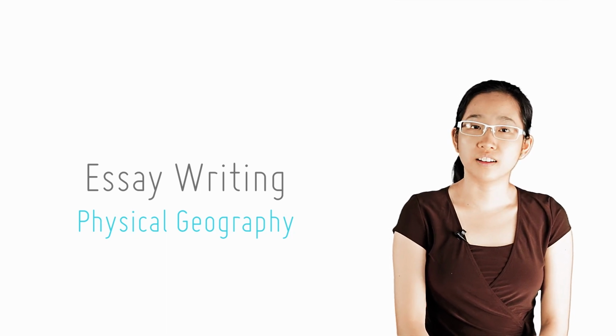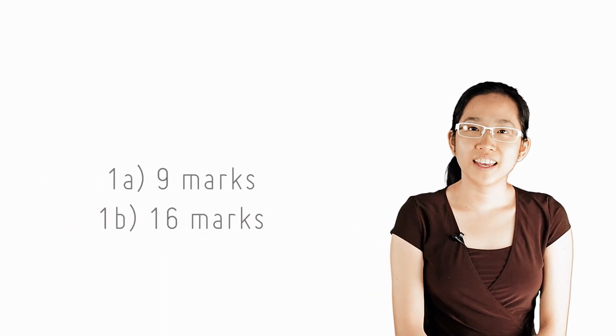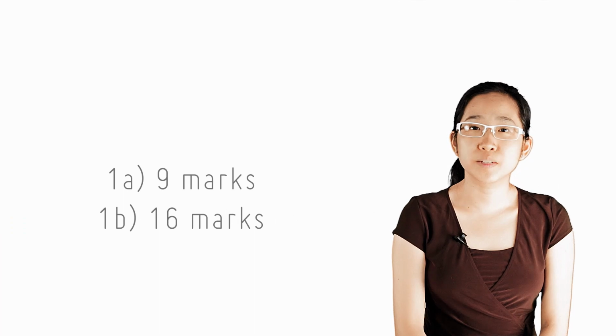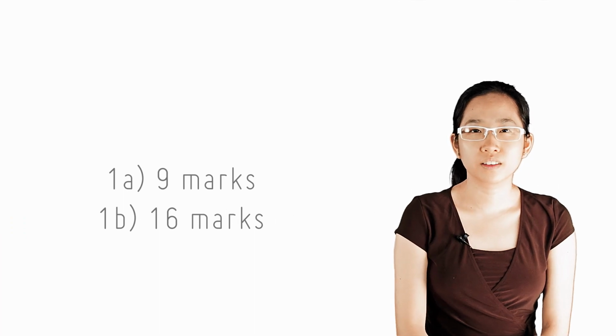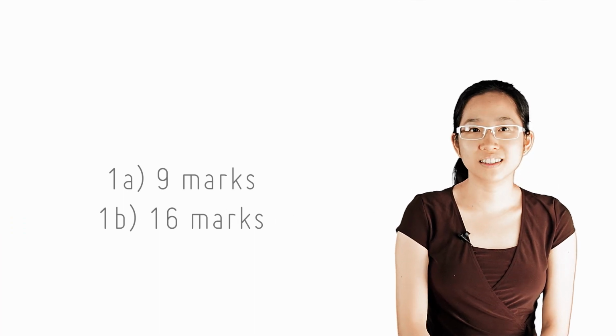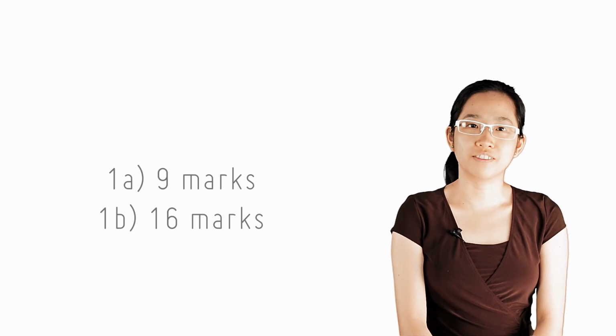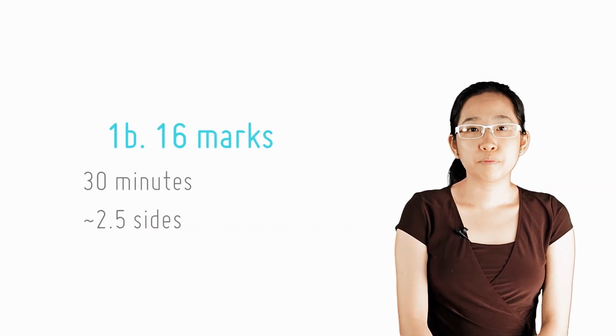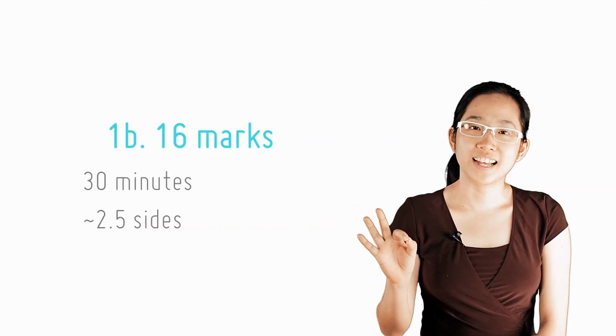Each essay question consists of two parts. Part A is a 9-mark essay, while Part B is a 16-mark essay. In this lesson, we'll be discussing the format of the essay for physical geography. You should spend approximately 30 minutes of your time on the essay.